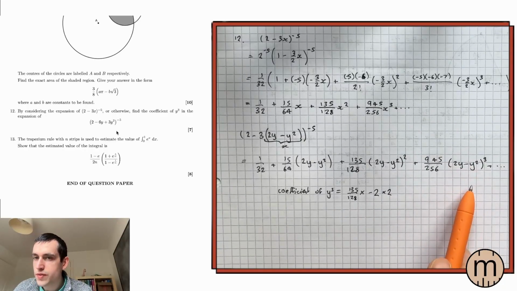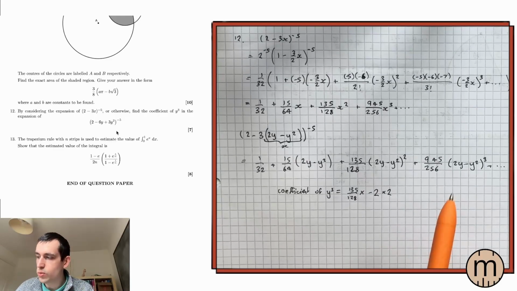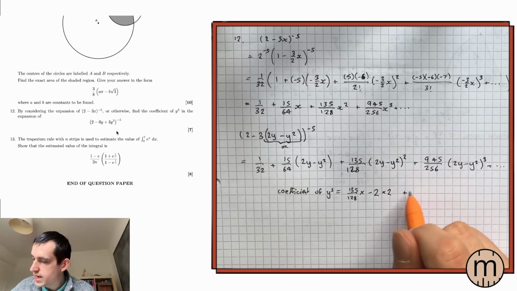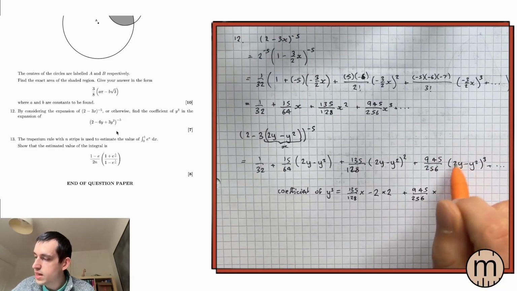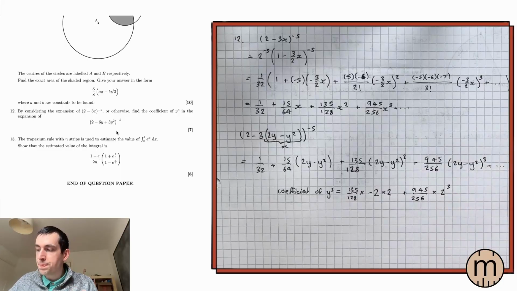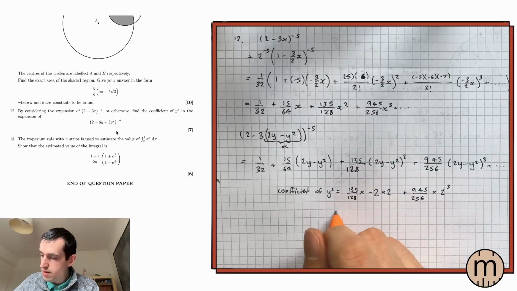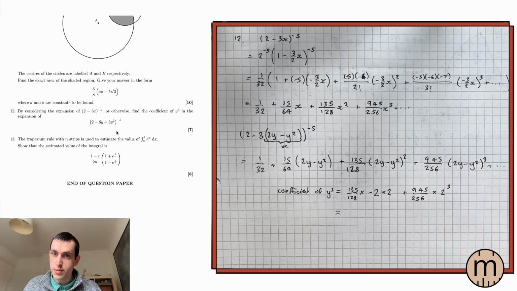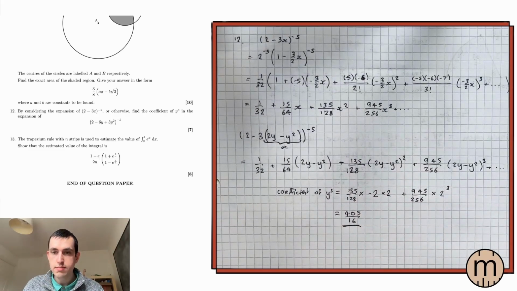Could we get y cubed over here? If you cube a bracket, is there any way of getting y cubed? Definitely. Y times y times y. So we're going to add on 945 over 256 times by 2 cubed. There's no other ways of getting y cubed. Y times y times y is just the first thing in each bracket, so there's no need to times it by 2 or 3 or anything. And from here, pop it in the calculator. Let's see what we get. And we get 405 over 16. And Wolfram Alpha agrees, so it must be right.